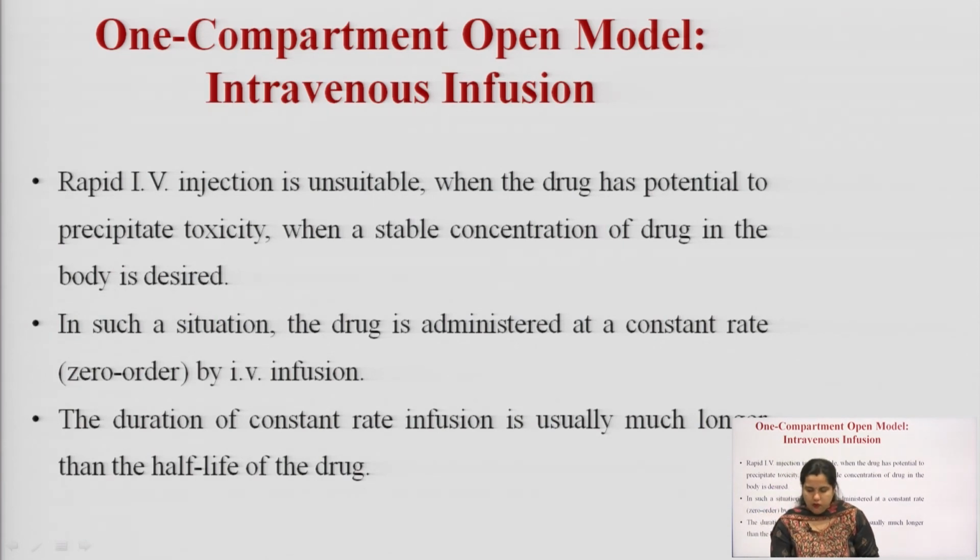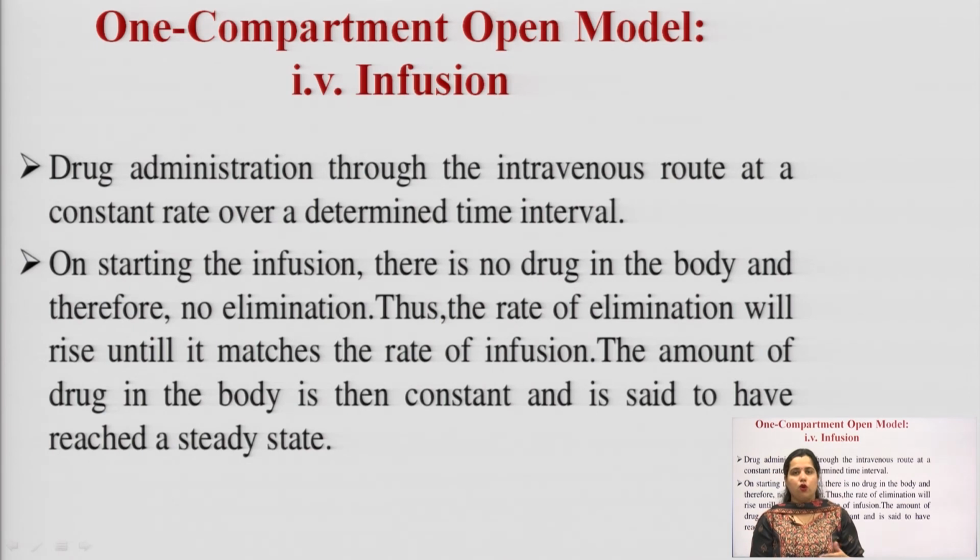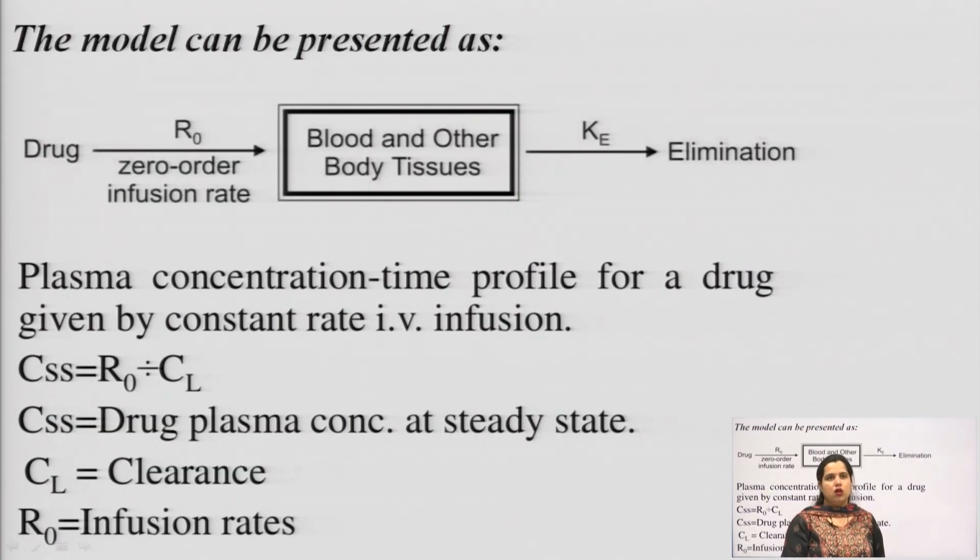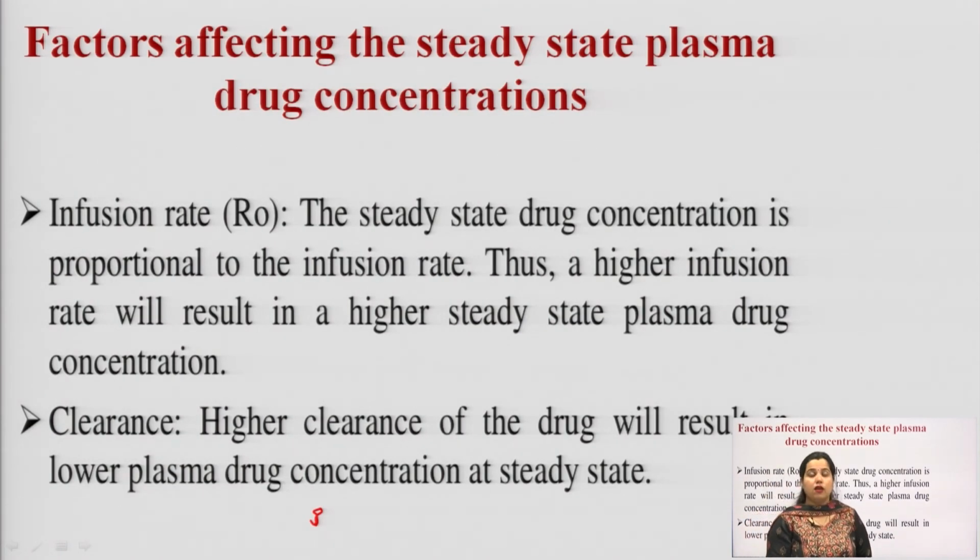And at steady state, the infusion rate is equal to the elimination rate. So we administer the drug constantly in the form of infusion for long durations over determined time intervals. On starting the infusion, there is no drug in the body, so no elimination occurs, but as time passes, when we say it is the steady state point, that means the rate of infusion is equal to the rate of elimination. So this model can be presented as drug entering the body through infusion, distributing among blood and body tissues, and being eliminated, with C S S equal to R naught divided by CL. R naught is your infusion rate and CL is your clearance. So infusion rate and clearance are two important parameters to be studied while considering IV infusion calculations.